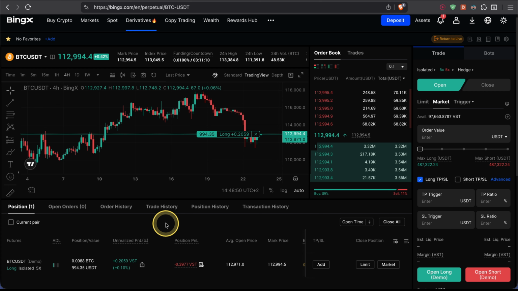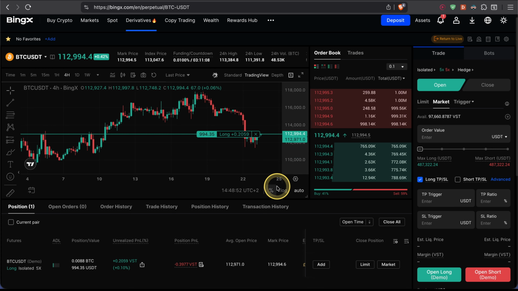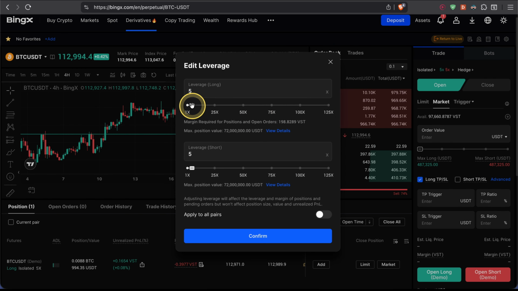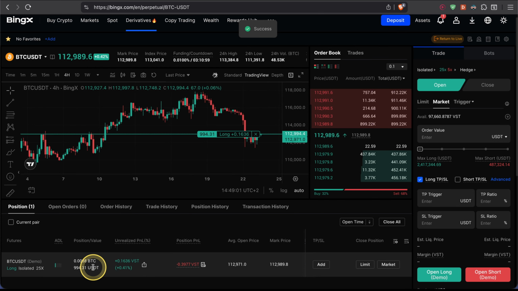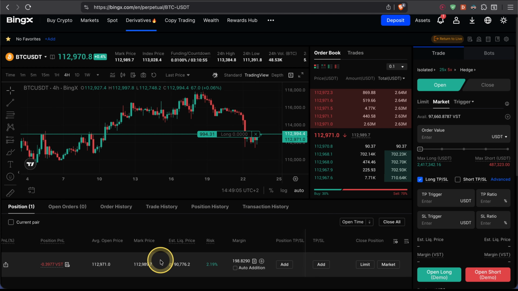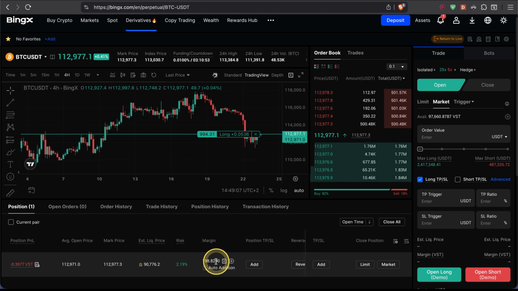To increase the leverage of an opened position on BingX, we simply go up here to the leverage again and drag this up to a 25x leverage and click on confirm. Now you can see we've increased the leverage to 25x, and now we also need to decrease our margin right here because it's still at $200.